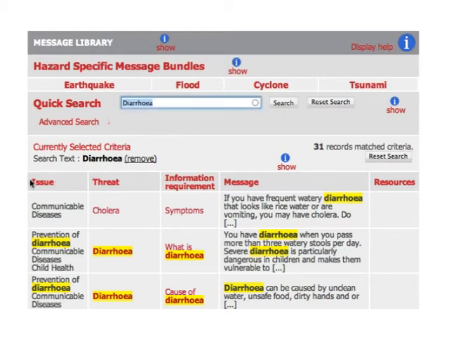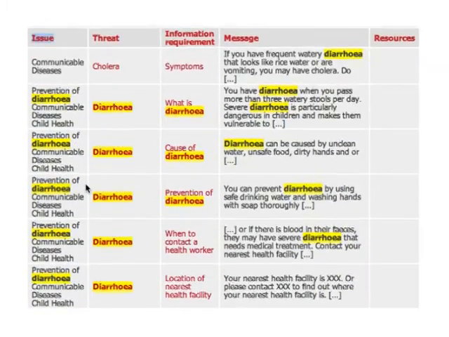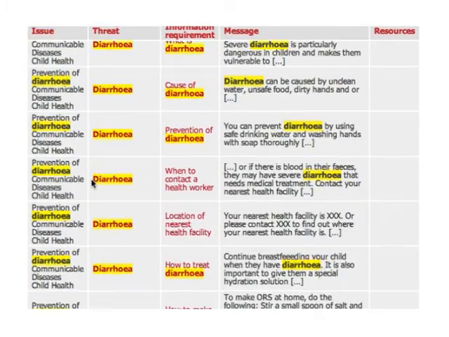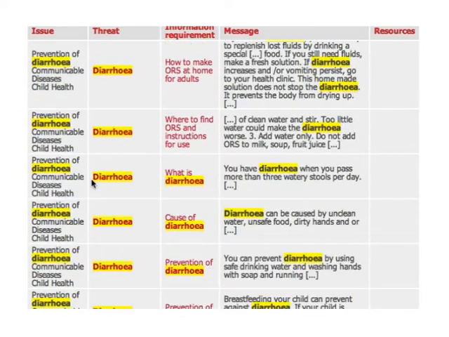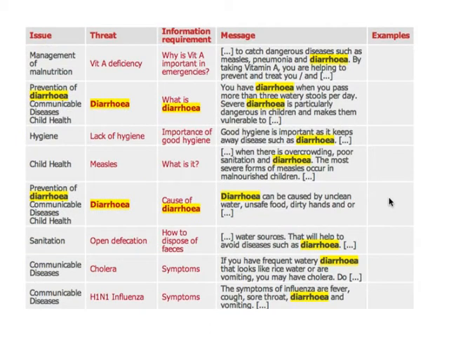You can then go down the list and choose the message that is relevant to your search using the column titles as a guide. As diarrhea is a threat that cuts across a number of sectors, the list includes messages related to wash, health and nutrition.